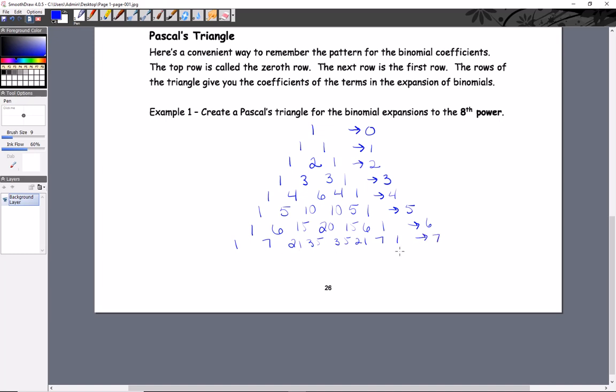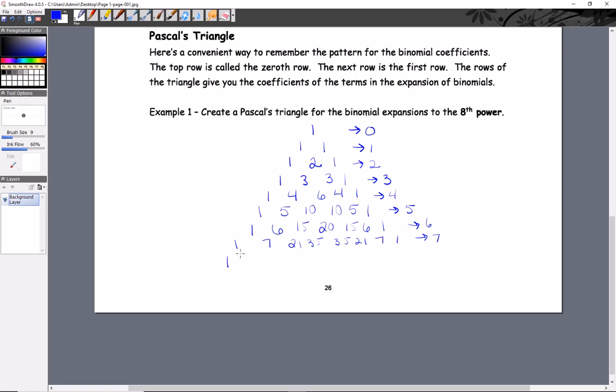Now, I will be honest, I do not have anything beyond the 5th expansion level memorized, but I could get to the next one pretty easily. And let's just round this out and get to the 8th. We're raising things to the 8th power.